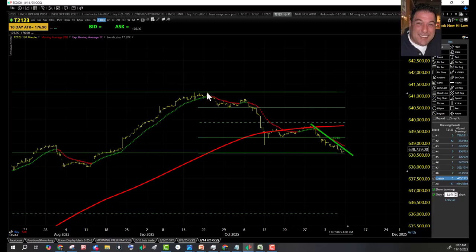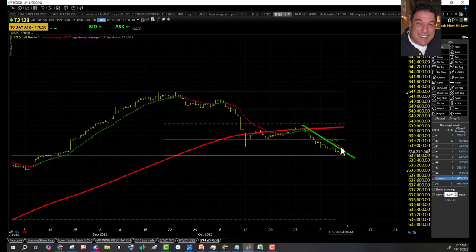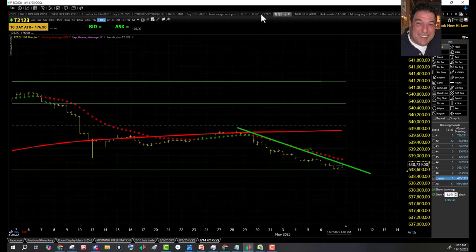And here's the all-time high. Here's a pullback from the all-time high, sticking us all the way here at the bottom of quadrant 4. Can we hold on to quadrant 4? We'll see on the 15-minute chart.